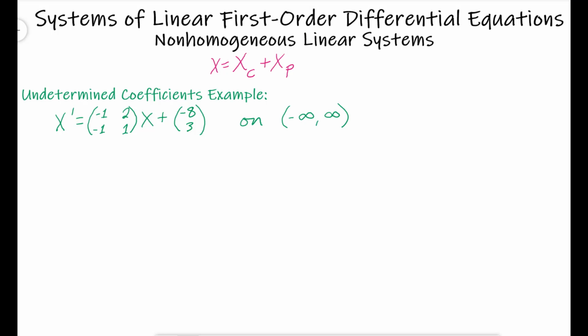Remember, the general form for a solution to a non-homogeneous linear system of first-order differential equations is x equals xc plus xp, where xc is the general solution to the associated homogeneous linear system, and xp is a particular solution to the non-homogeneous system. So let's take a look at using the method of undetermined coefficients to solve a system of linear first-order differential equations that are non-homogeneous.